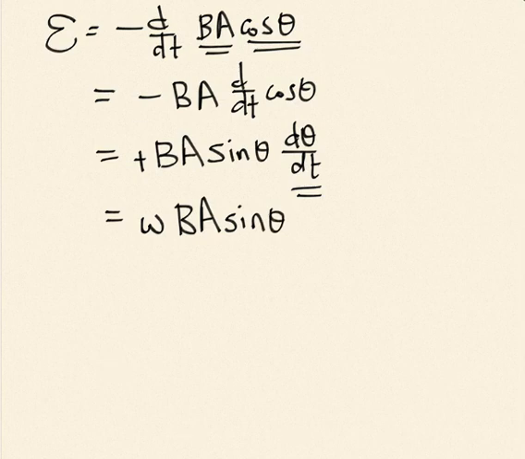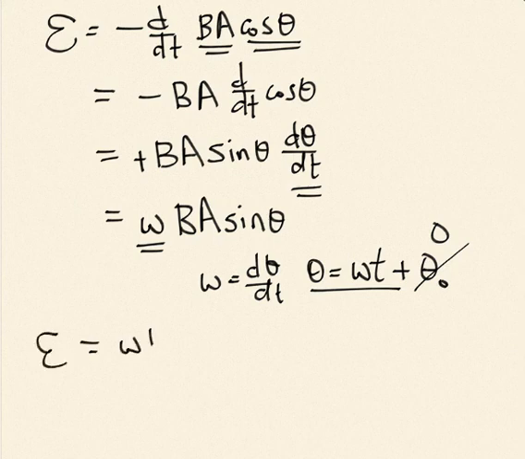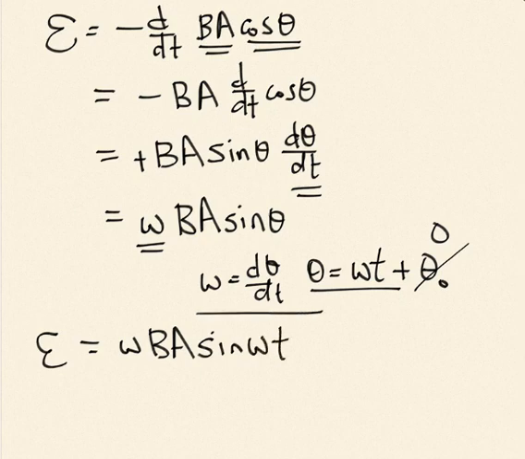Because I just defined omega to be d theta dt, we can write down that theta is just omega times t. Now, there could be some starting theta naught. We can set that to 0 to make life easier. So the angle is just omega times t. That's how you define this angular rotation rate. And so the EMF is omega B A sine of omega t.